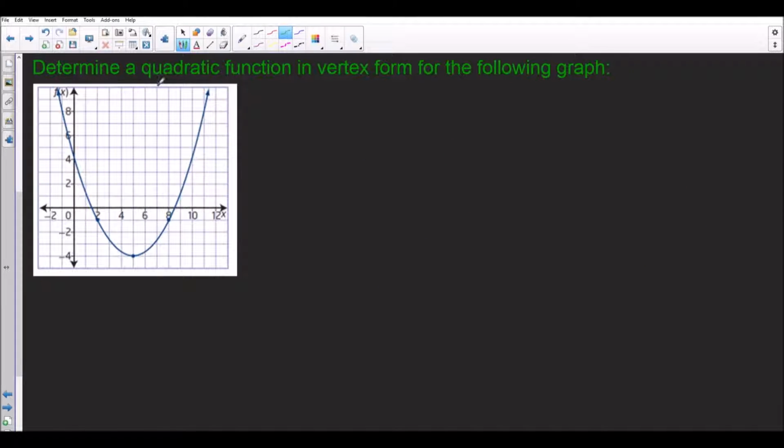So the question is, determine a quadratic function in vertex form for the following graph. So we're just given a graph of a function, and we're expected to find the formula. And it's actually fairly simple. So we just can say f of x is equal to a(x minus p) squared plus q. Okay, that's the basic vertex form. And remember, f of x is just kind of the same thing as y. So we're not too concerned about that.